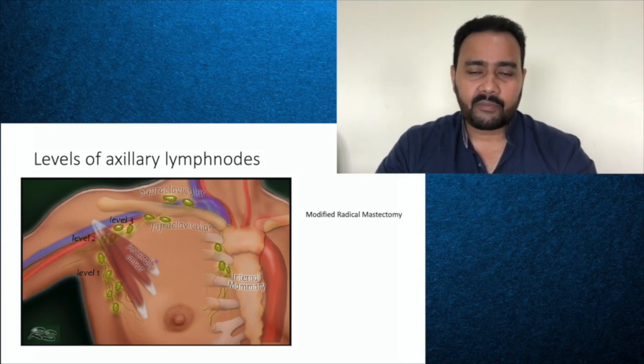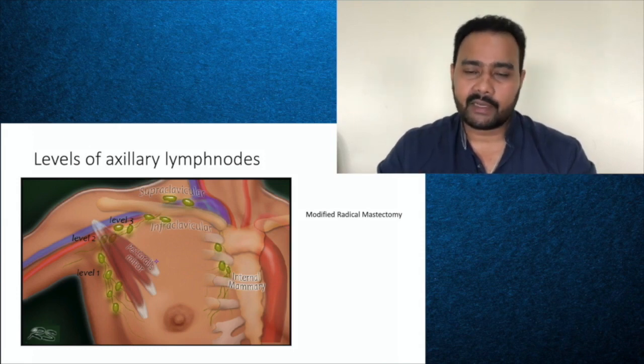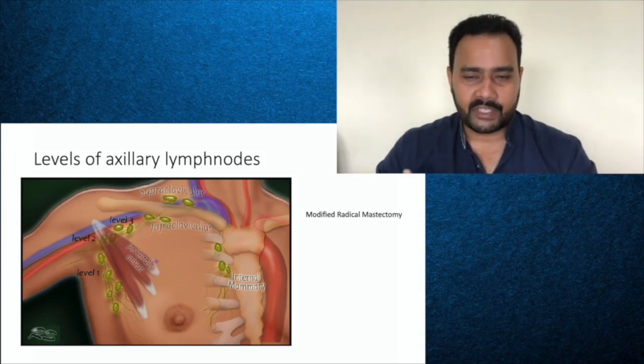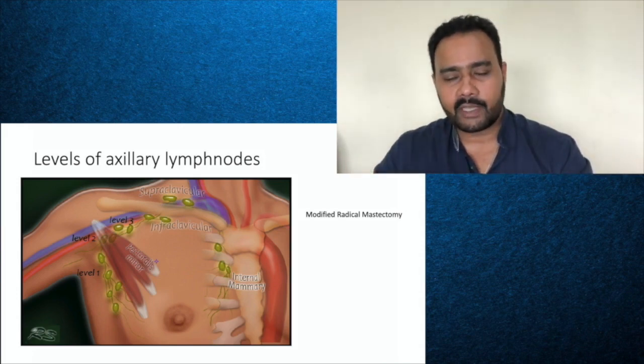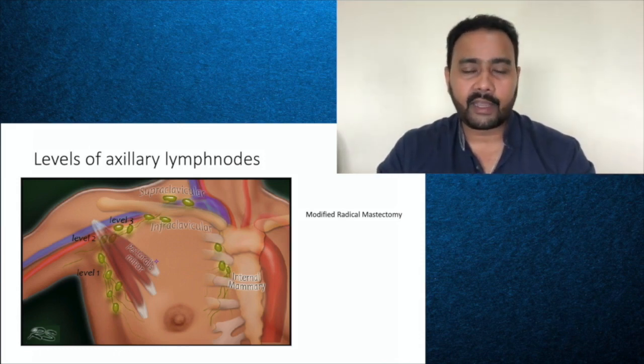Why is this important? Because if anyone is having a breast cancer, we have to do axillary clearance. What do you mean by axillary clearance? We have to remove the lymph nodes in the axilla. Whenever we remove the lymph nodes in the axilla, usually we remove level 1 and level 2. So if a patient is having a breast cancer, we have to do a mastectomy, as well as remove most of the axillary lymph nodes, that is axillary clearance.